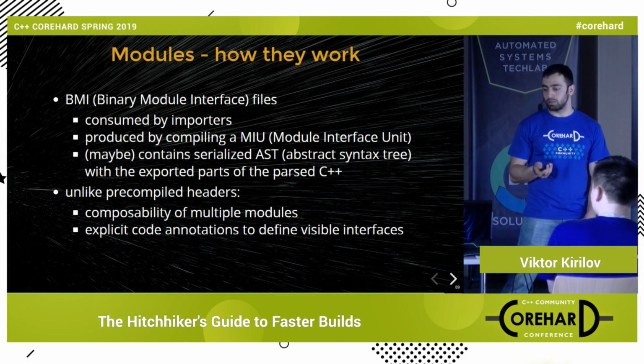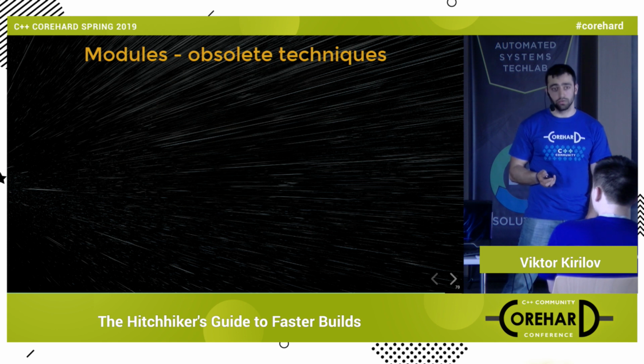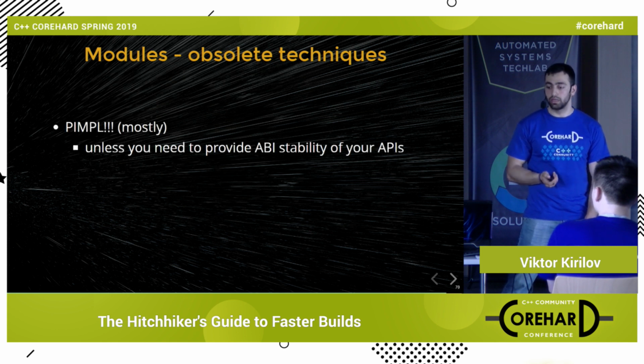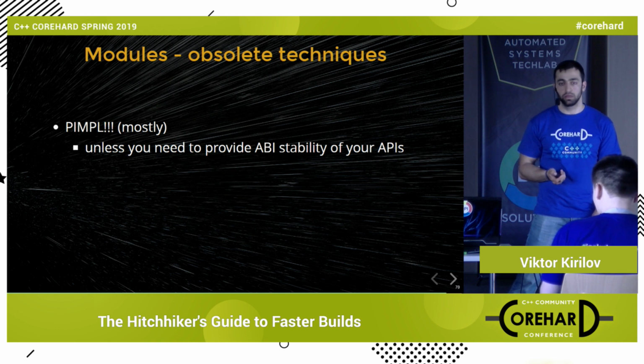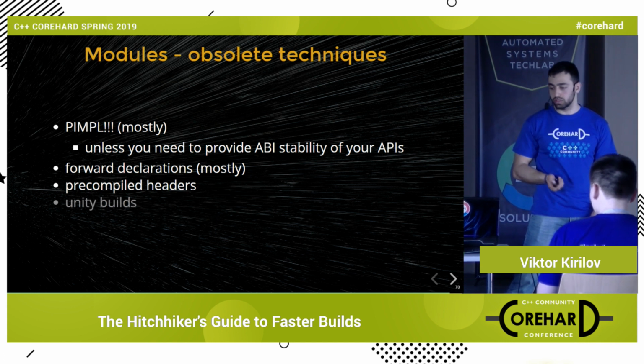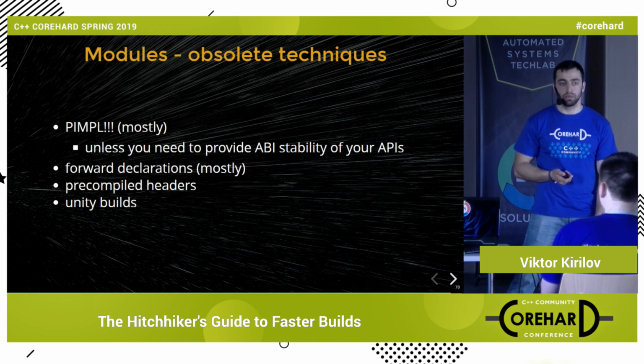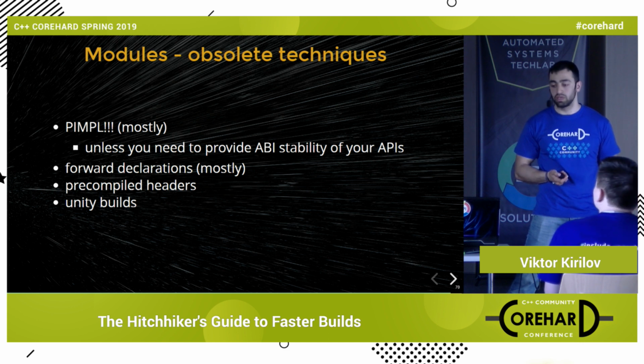And also, we're explicit about what to annotate and define as visible outside of the module. Some techniques for build times are made obsolete by modules, like the PIMPL idiom, because now you'll be using the PIMPL idiom only for ABI stability if you need that. Forward declarations will be mostly gone, precompiled headers will be mostly useless, and Unity builds, depending on what you want. You might still want a Unity build. I wouldn't, but maybe if you want link time optimizations, you could use a Unity build for that.